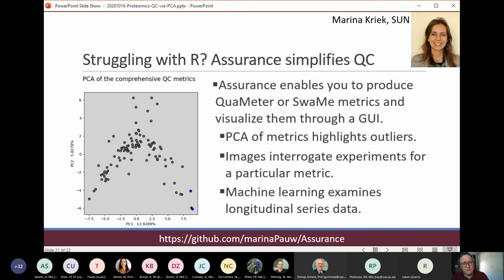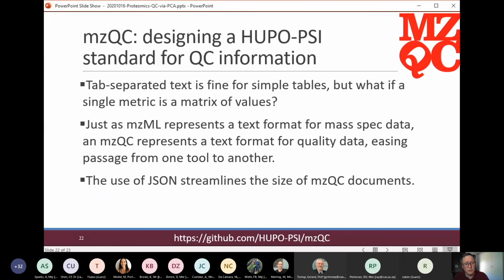I would be remiss if I didn't mention that for the last several years, I've been working with an organization, part of the Human Proteomics Organization, the Proteomics Standards Initiative, to create a new standard way for people to be able to communicate information from quality metrics generators to tools downstream that can visualize it, that can use it for outlier detection, that could help us produce a dashboard for all the instruments that are in operation in the lab, which ones are doing well, which ones are doing poorly.